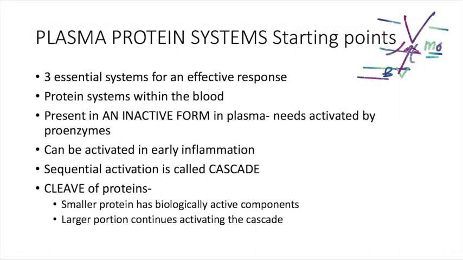Basically what happens is, let's say we have complement C, and then C3 is going to be cleaved, and we have C3A and C3B. So cleaving is basically breaking it, and we're going to get two different portions off of it. The smaller protein is biologically active. The larger portion continues on, activating the cascade, and it'll make sense as we get into the complement cascade.